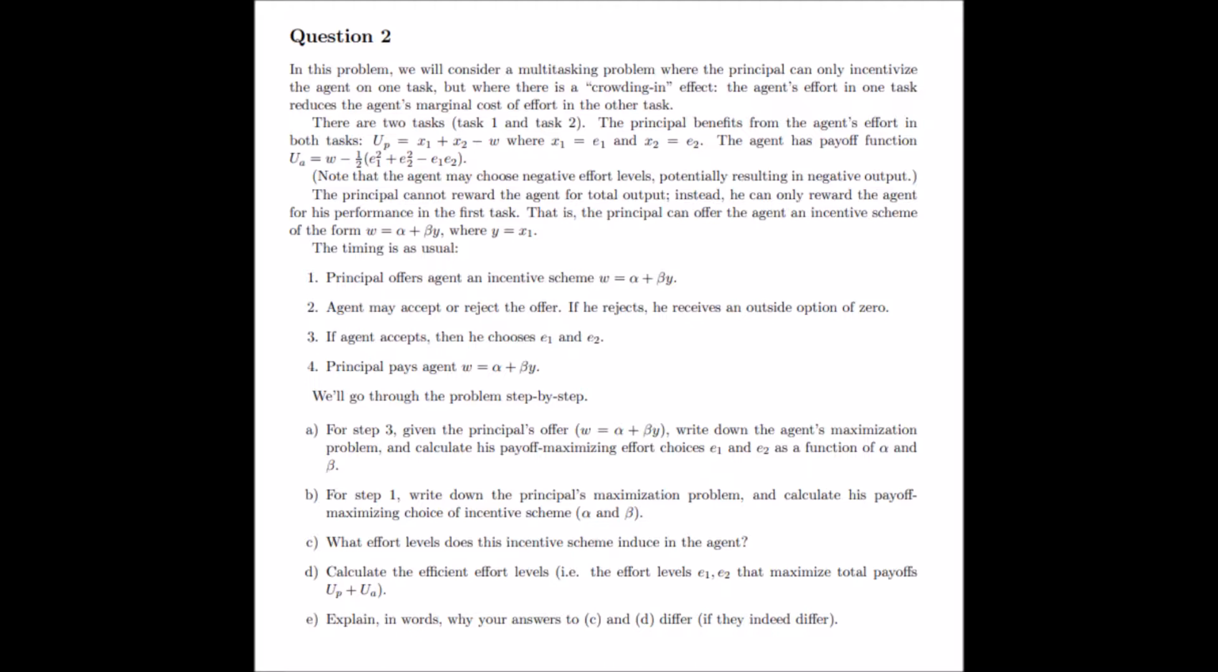I guess the final thing we should know is that x1 equals E1 and x2 equals E2. So the output is equal to the agent's effort in each task. We're only going to be doing part A, which is the agent's maximization problem, and part B, which is the principal's payoff maximizing problem. All right, so let's get right into it.